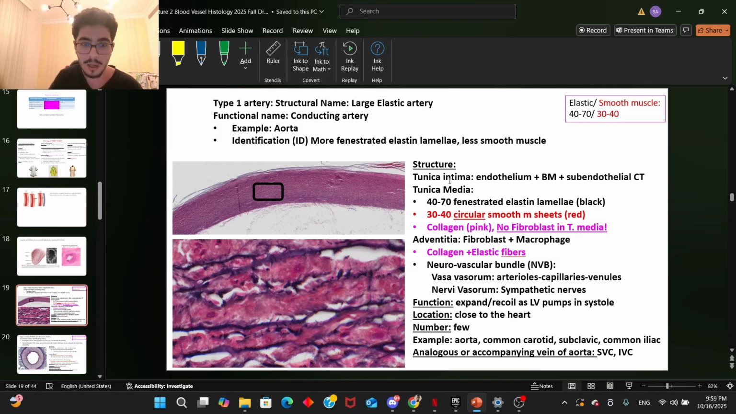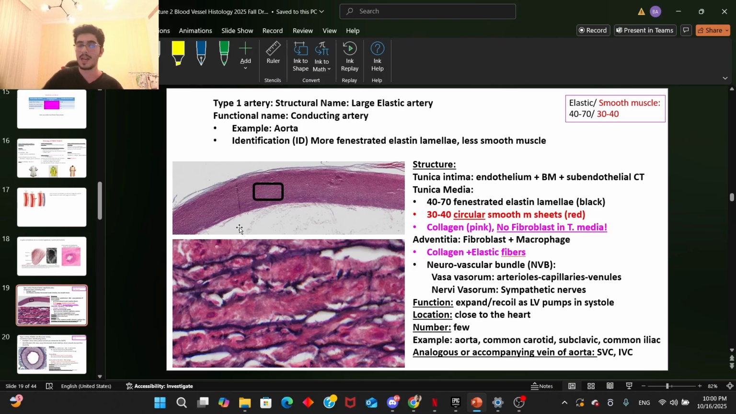Now, the tunica media is going to be different in every single type of artery. The ones that we're going to talk about are going to be different in every single one. For this one, the tunica media will contain about 30 to 40 smooth muscle layers. It will contain about 40 to 70 of these layers of elastic lamella, excuse me, and it will contain collagen. All of them will contain collagen, okay? But remember, it will contain collagen, but there are no fibroblasts in the tunica media. The smooth muscles will actually produce the collagen and elastic fibers, okay?